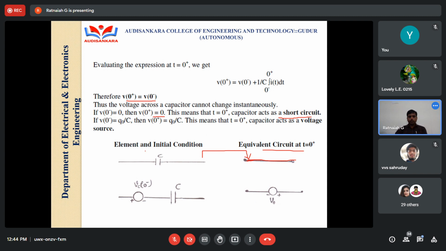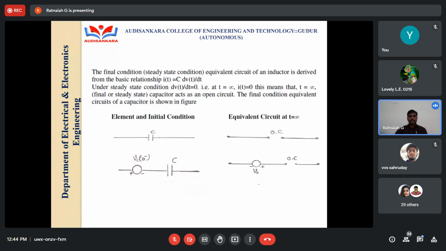Now here also I'm going to take a capacitor having some initial charge V of 0, and it replaces completely a voltage source. It can be replaced like this. That means if the capacitor is without charge initially, it will act as a short circuit. With charge, it can act as a voltage source. That we have to remember.